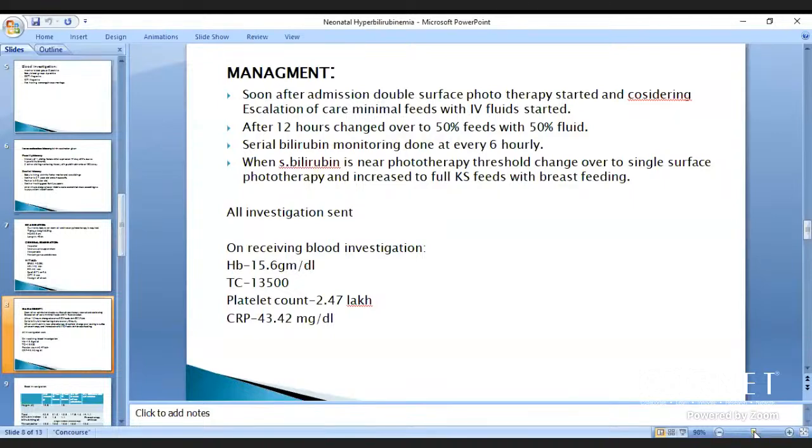Management: soon after admission, double surface phototherapy was started, and considering escalation of care, minimal feeds with IV fluid were started. After 12 hours, we changed over to 50% feeds with 50% fluid, and serial bilirubin monitoring was done every 6 hours. When serum bilirubin was near the phototherapy threshold, we changed over to single surface phototherapy and increased to full feeds with breastfeeding. Our investigations show hemoglobin of 15.6 gram per deciliter with a total count of 13,500, platelets adequate at 2.47 lakh, and CRP of 43.42 milligram per deciliter.